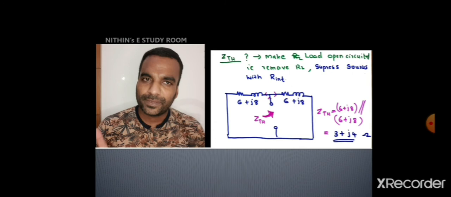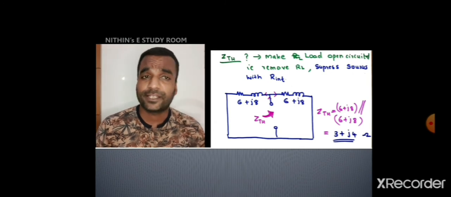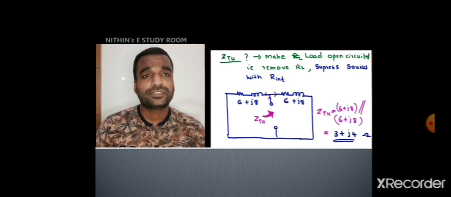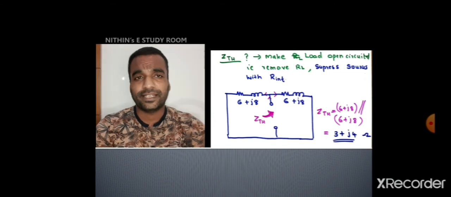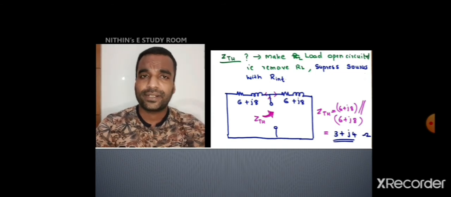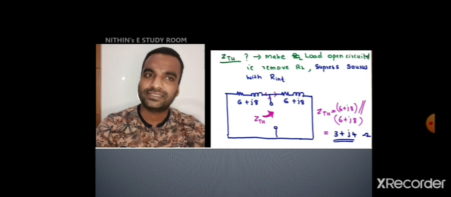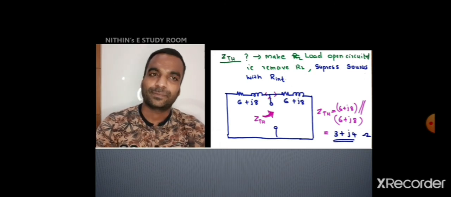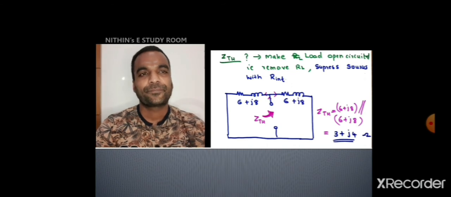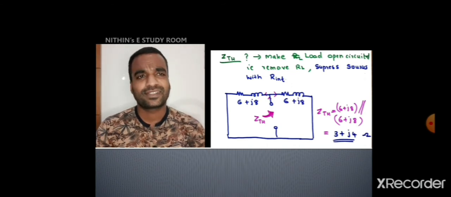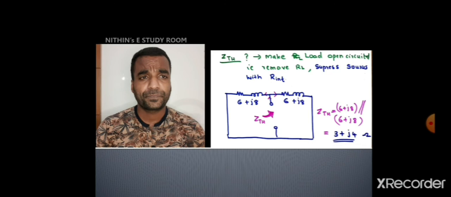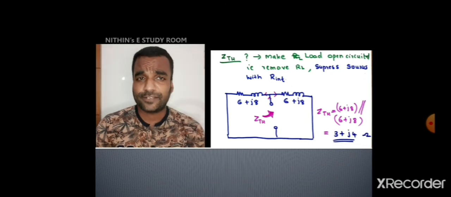I hope everybody now knows how to find equivalent resistance. So 6 plus J8 is parallel to 6 plus J8. Parallel combination means 6 parallel 6 is 3, plus J8 and plus J8 in parallel means plus J4. This is the easiest way. Or you can use a calculator, like R1 R2 by R1 plus R2. And the answer is 3 plus J4 ohm.